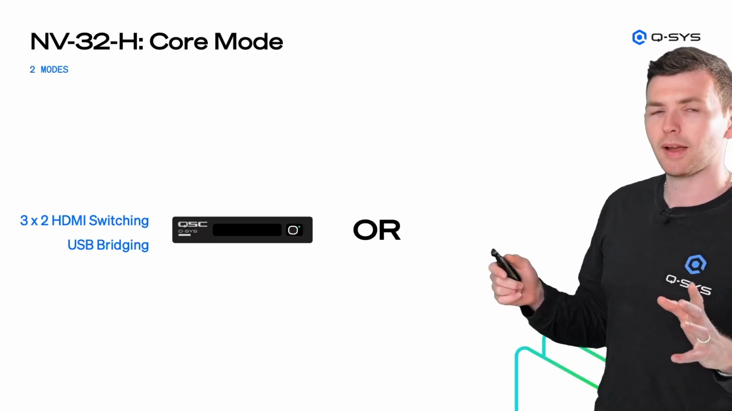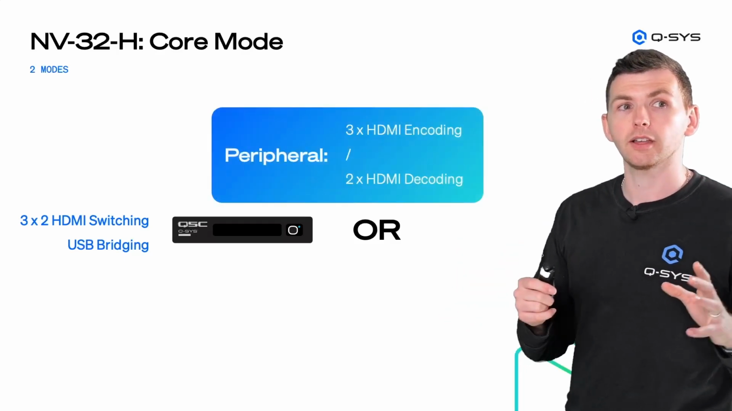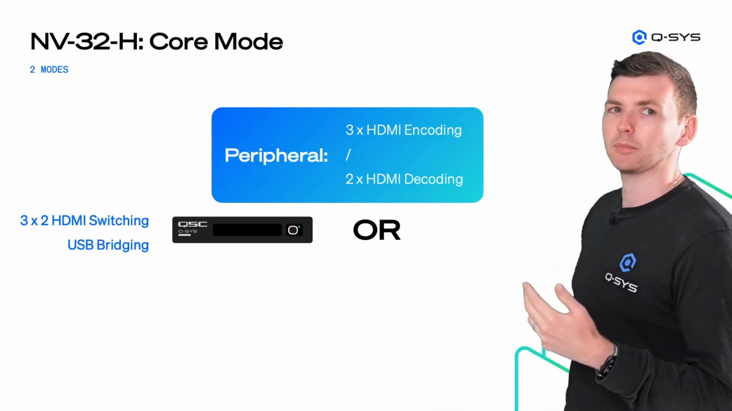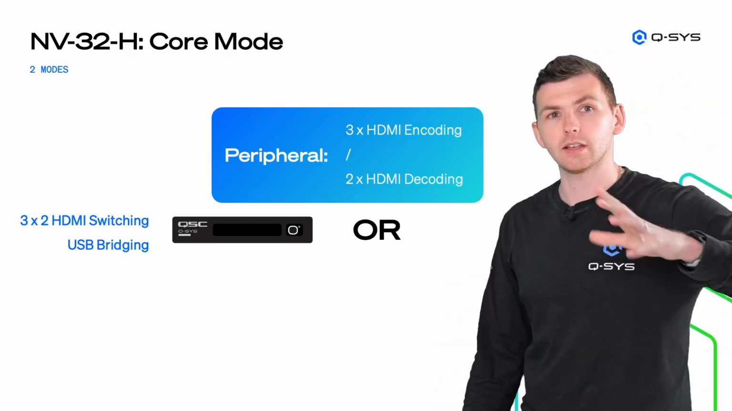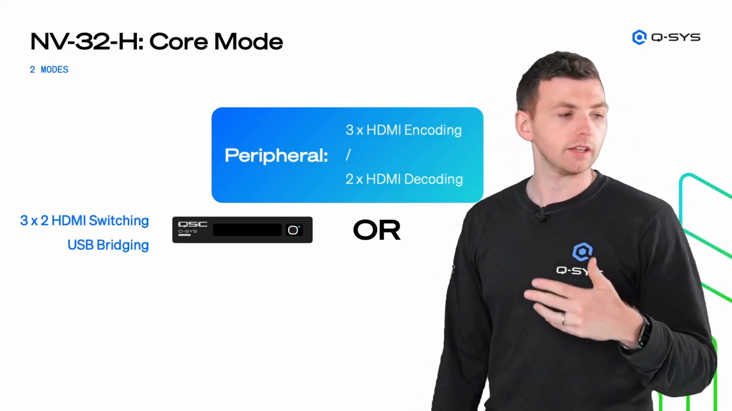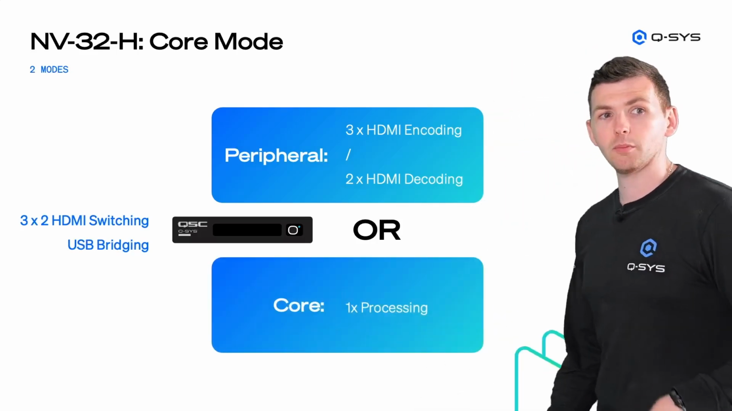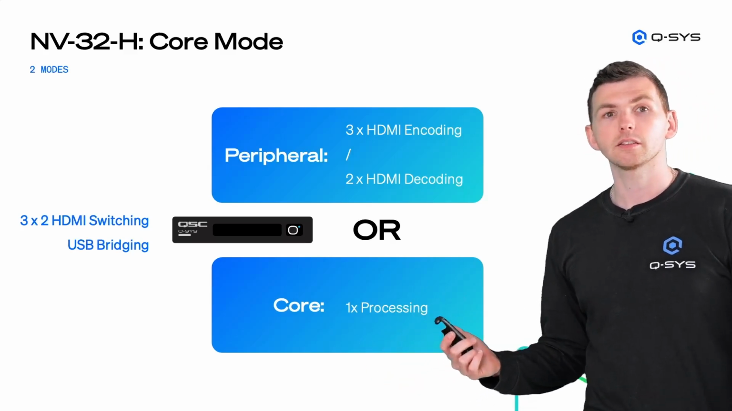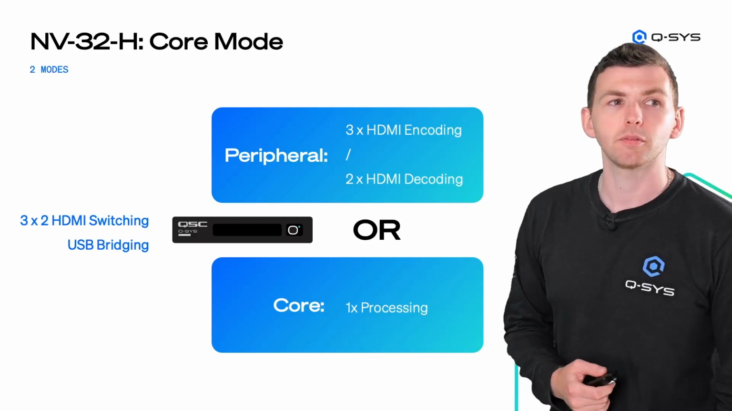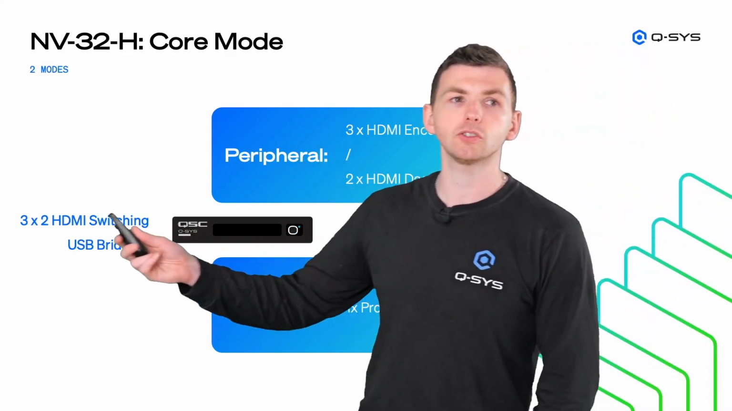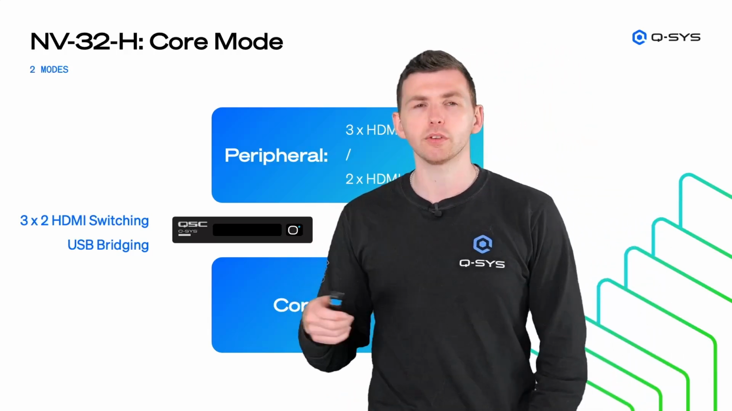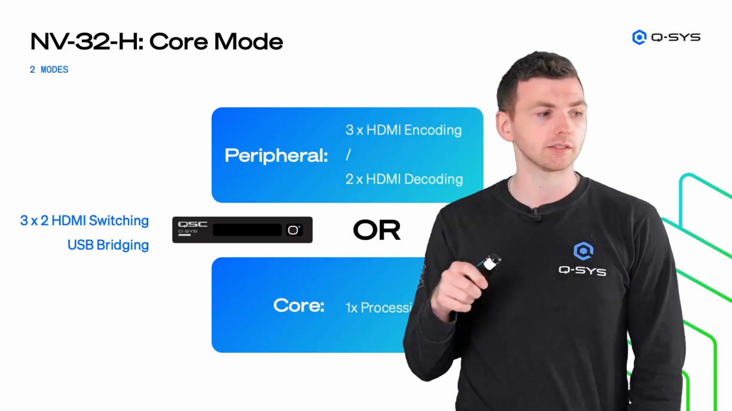Now, let's talk about how it works so far. We've been talking about it as a Q-SYS peripheral, and in that mode, you can encode or you can decode, right? You've got those 2 ways of setting it. But you can reboot the NV into core mode. And in core mode, it's a lot like something like a Core Nano in terms of processing power. You could say it's got 1x processing. And of course, this is alongside local switching and USB bridging and the other I/O, things like the audio I/O, stuff like that, that remains the same.